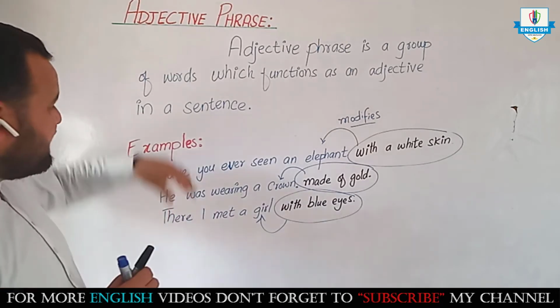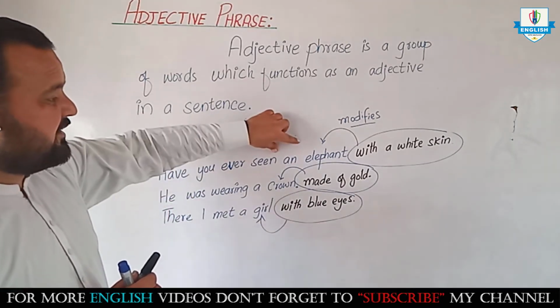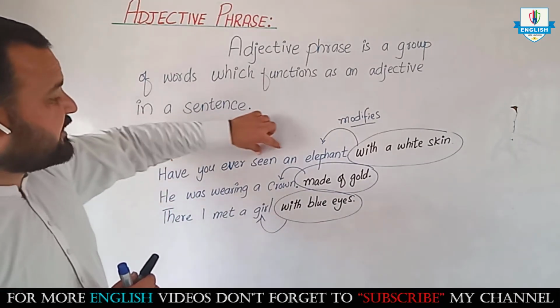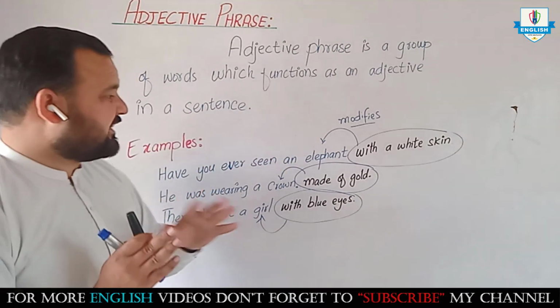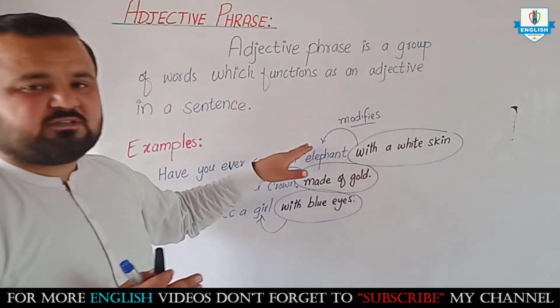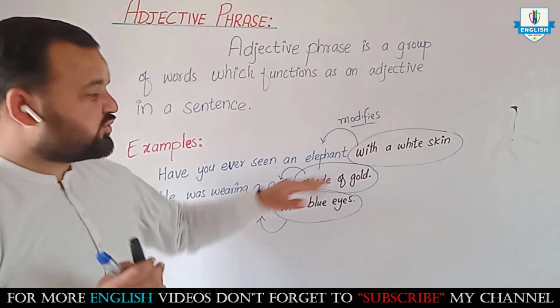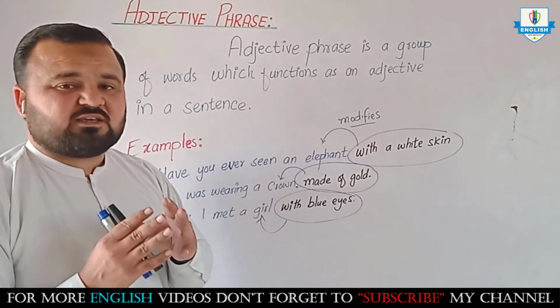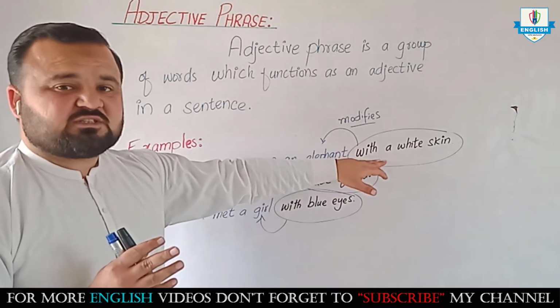Example को देखिए, ये हमारे साथ एक sentence है. Have you ever seen an elephant? क्या आपने elephant देखा है? With a white skin. It modifies the elephant. Which one elephant? So this group of word is working as an adjective. So this is adjective phrase.